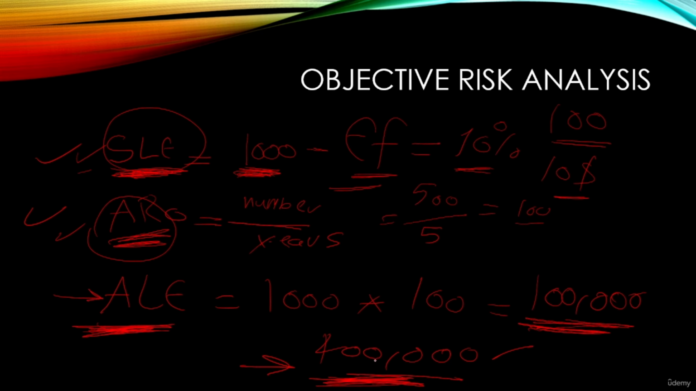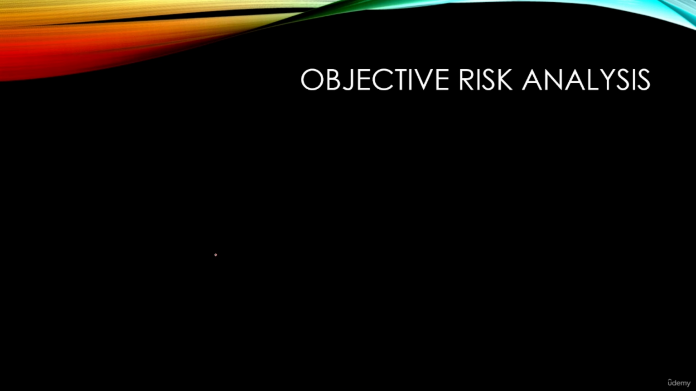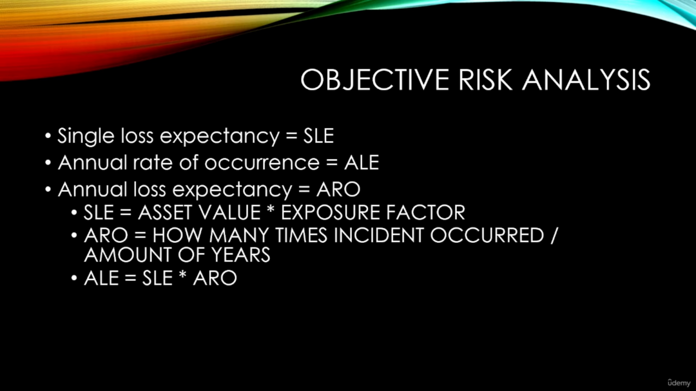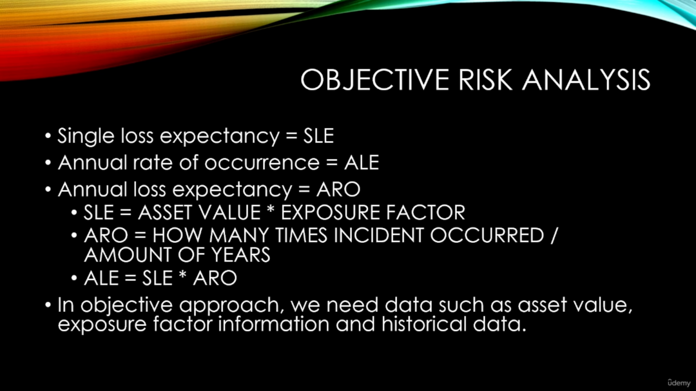That's how you are expected to see the concept of the quantitative approach, SLE, ARO, and ALE in the context of exam questions or something like this. So here I'm just summarizing what the single loss expectancy is, what the annual rate of occurrence is, and all the equations that I just said. To get the SLE, it is asset value multiplied by the exposure factor, which is usually in percentage format. ARO is how many times the incident occurred divided by the number of years.